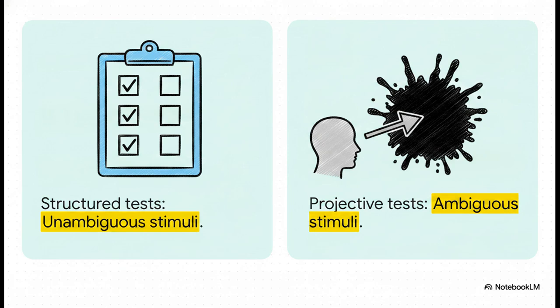Now, when it comes to personality tests, the format changes dramatically. Structured tests provide unambiguous stimuli with strict rules, like a standard true or false quiz. Projective tests, however, use ambiguous stimuli, like the classic ink blots. The theory here is that you'll literally project your hidden motivations onto the image, whether you see a beautiful butterfly or a menacing monster. This helps reveal internal traits that you might not even be consciously aware of.